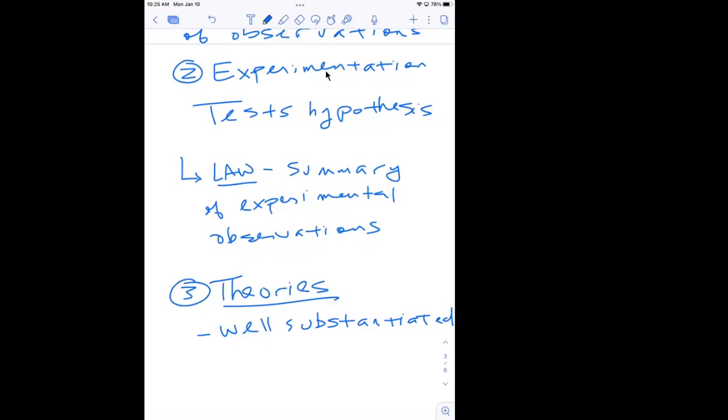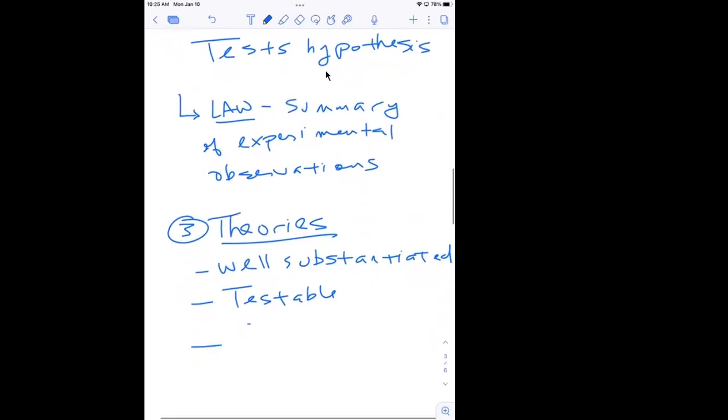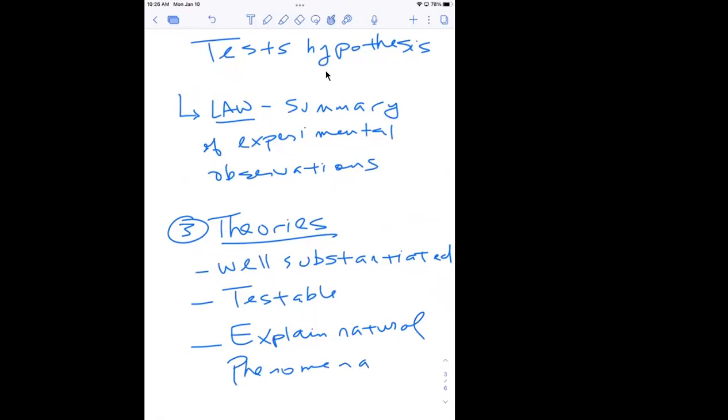That's how science works. So theories are well substantiated. They are testable, right? And they explain natural phenomena, right? So they explain natural phenomena. So let me pull up a diagram.